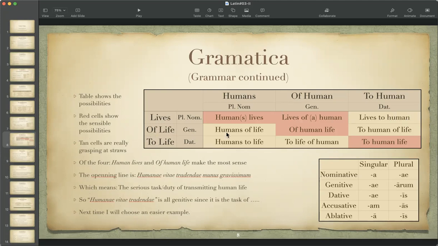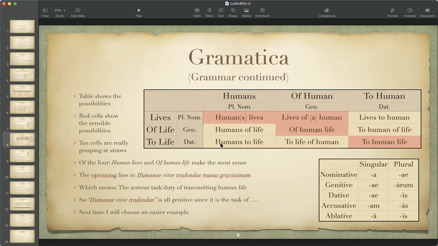If we look at the genitive, humans of life, that kind of makes sense, but I don't know what that is. If they're both genitive, then we have of human life. And if one is genitive and the other is dative, to human of life. Well, that doesn't make any sense either. By the way, the red ones are the ones that make sense.